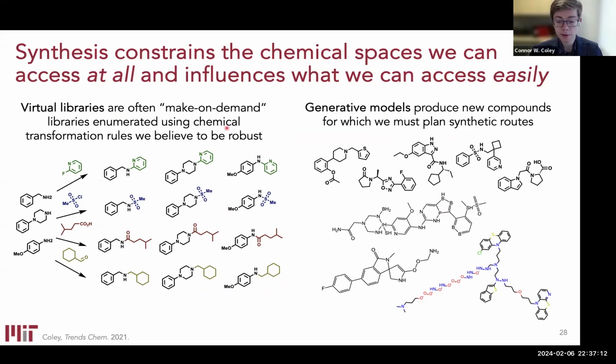So on the left, the virtual libraries that we would screen in those really high throughput virtual screening campaigns are generated through reaction transformations that we think we can run. On the right, we've seen a few of the ridiculous structures from generative models, and sometimes they propose things that look okay, but sometimes they propose things that look not okay. And so, of course, no matter what, we have to find routes to make these new structures.